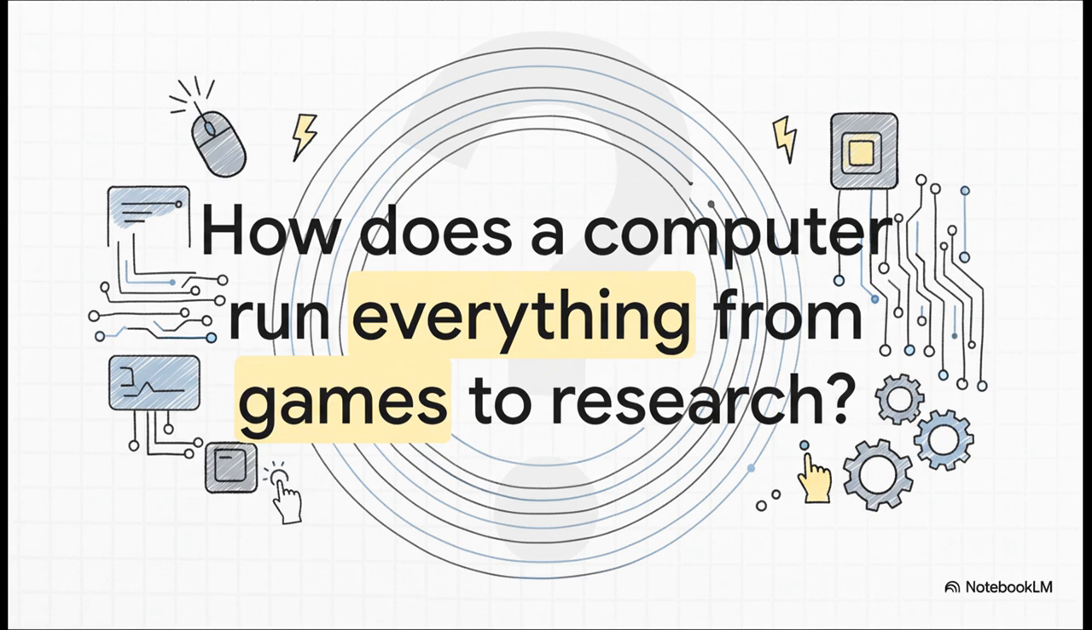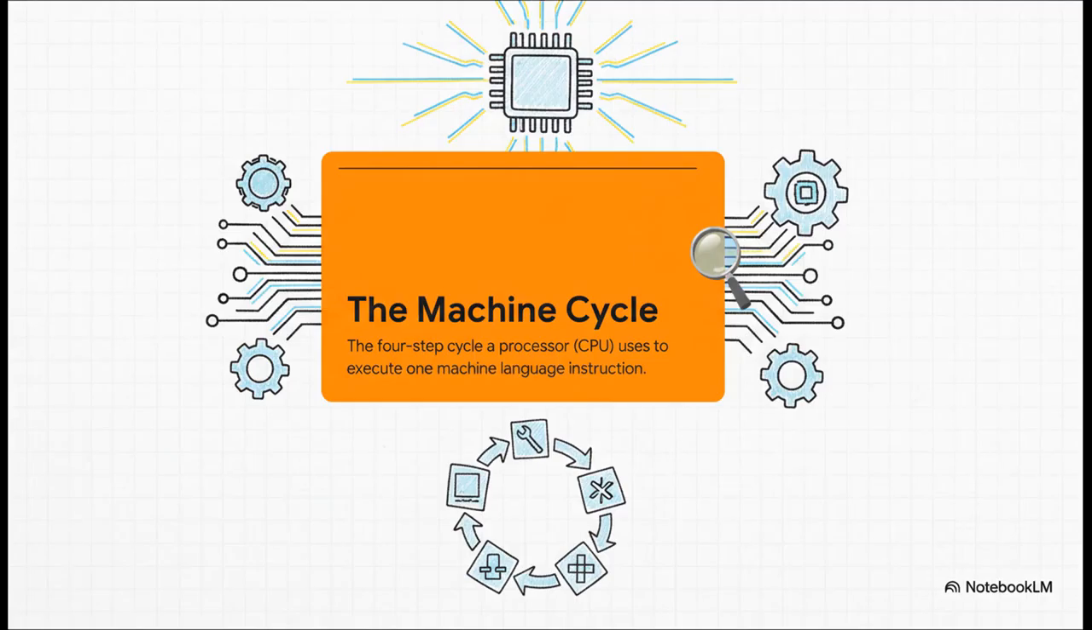What's really happening is this incredibly precise, lightning-fast dance, and it's happening billions of times every single second. And that dance? Well, it has a name. It's called the machine cycle. This is the absolute core process, the heartbeat, happening inside your computer's brain, the CPU. It's a surprisingly simple four-step rhythm that powers, well, everything. And today, we're going to break it down beat by beat.